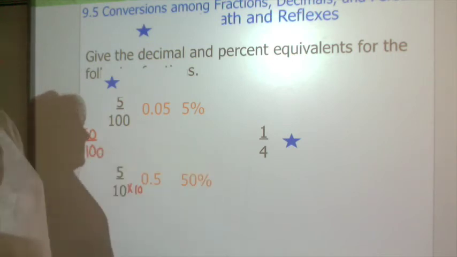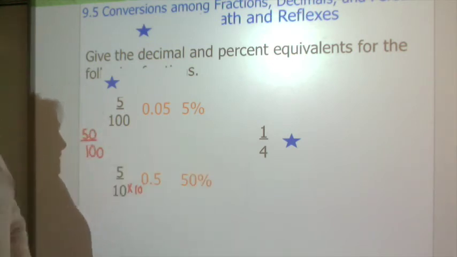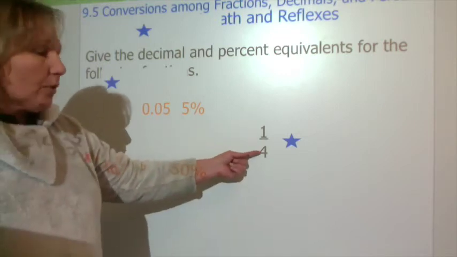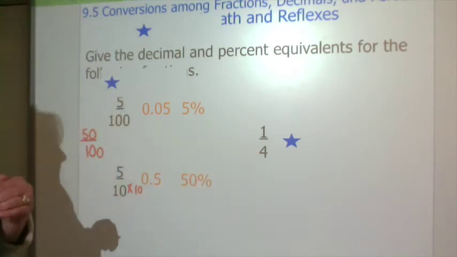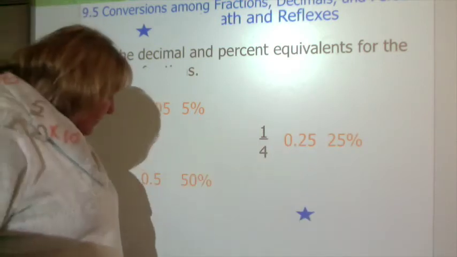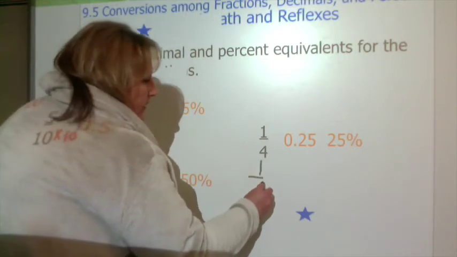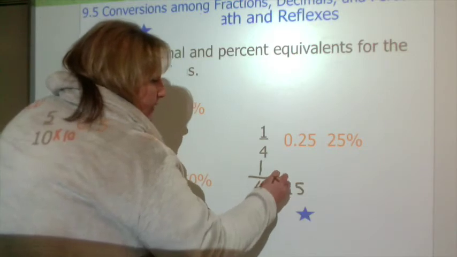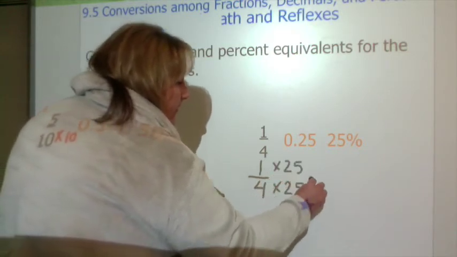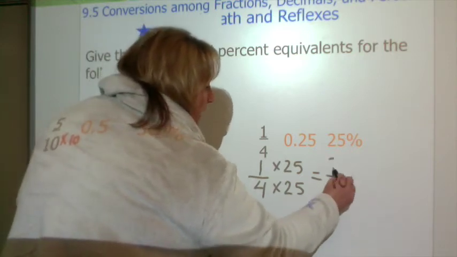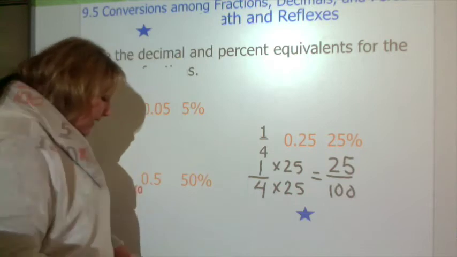Last one is something that we probably see a lot more often than we think. 1/4. Remember, if you have things that are divided into 1/4, think of quarters. So quarters are worth 25% or 25 cents. 1/4 would be 25%. 0.25, 25%. Another way that you can tell, look at this. This is going to be a Home Alone moment. 4 times 25 is 100, and 1 times 25 is 25. Awesome.